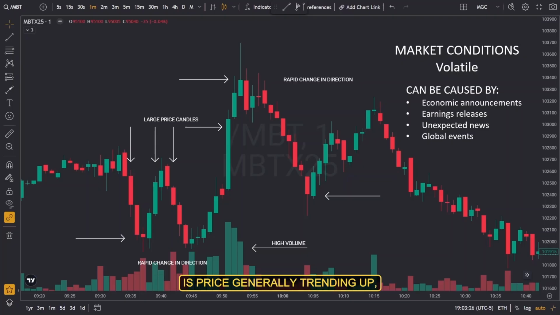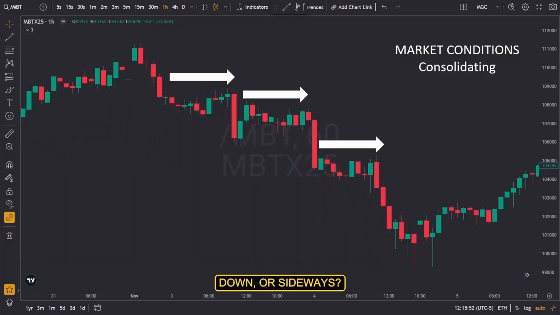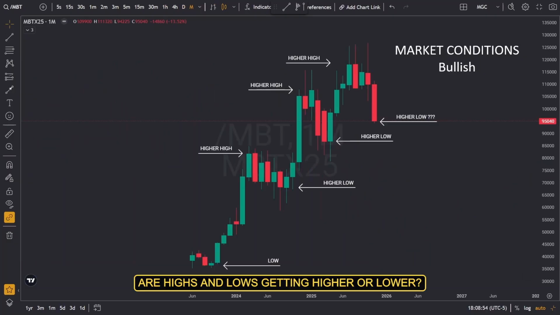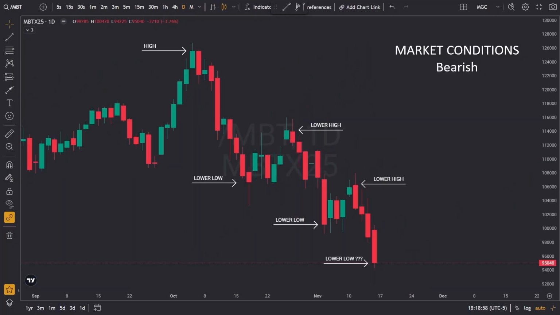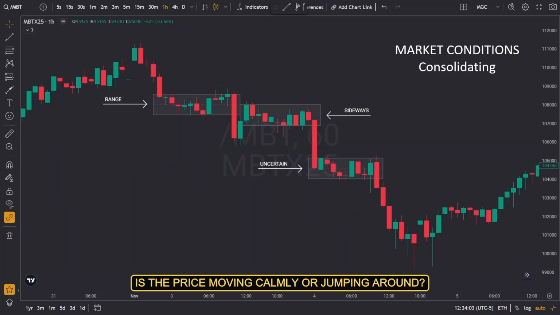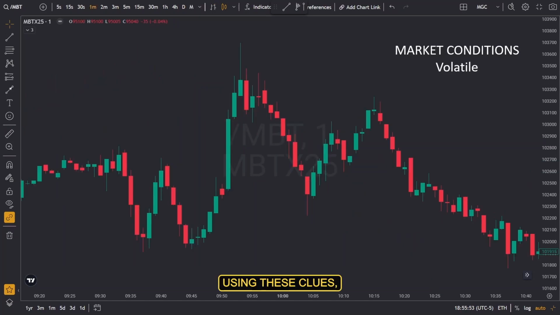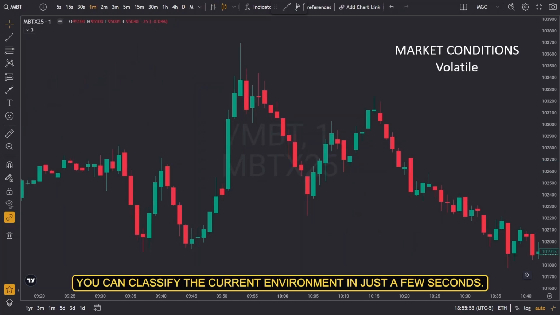To quickly determine the market condition, ask yourself these questions. Is price generally trending up, down, or sideways? Are highs and lows getting higher or lower? Is the price moving calmly or jumping around? Using these clues, you can classify the current environment in just a few seconds.